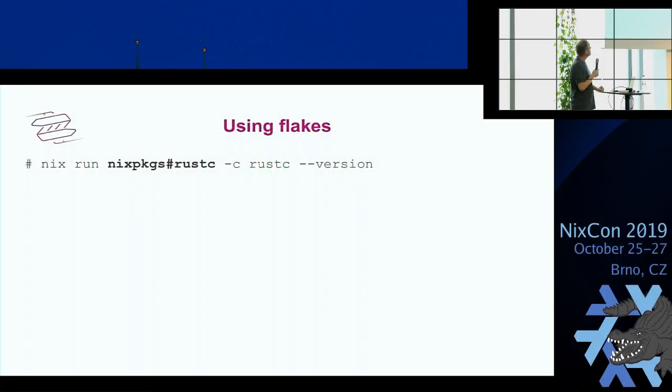Suppose that we want to run Rust from Nixpkgs. You would say nix run nixpkgs#rustc -- -c rustc -S --version, so you run it. This is almost exactly the same as what you would do in old school Nix. The only difference is that the dot has changed into a hash. So you say nixpkgs#rustc instead of nixpkgs.rustc. But it does something completely different.